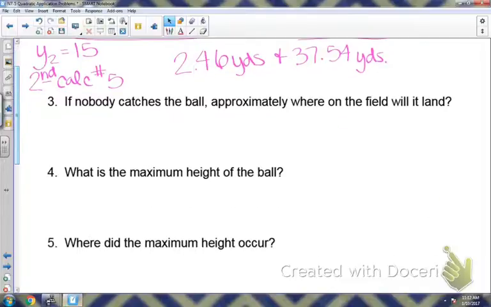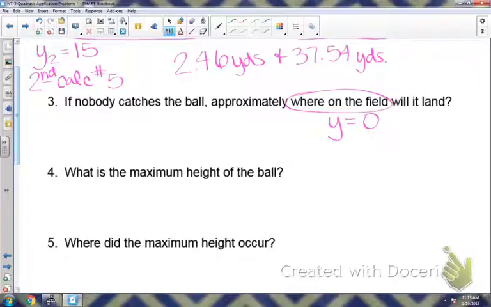Okay, so number 3, if nobody catches the ball, approximately where on the field will it land? So if nobody catches the ball, that means the ball hit the ground. So remember, your y is how high it is above the ground. So if it's on the ground, that means your y equals 0. We're trying to find where on the field, how far it is from the goal line, okay? So that means if y is 0, that means you have an x-intercept. So basically you're trying to find your root, okay? So let's go.